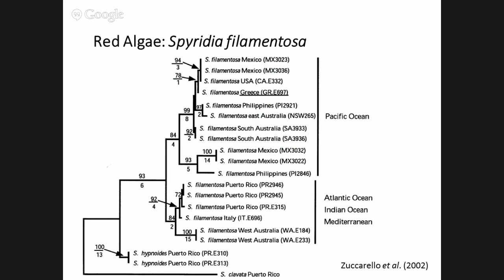This species has been studied for a fairly long time. Some of the first phylogeographic work came out in the early 2000s, where it first became evident that there are at least two major clades or groups of these specimens.